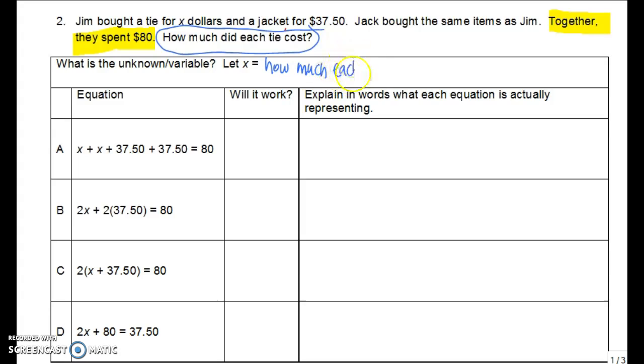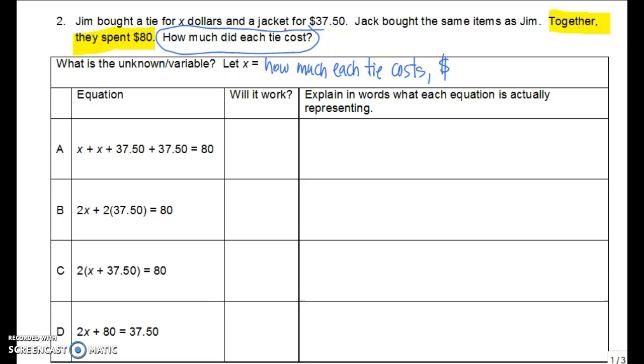You can't say let X equal a tie, because it doesn't. You can't say cost. Cost of what? You have to be specific. Notice I put a comma and the units, dollars. That's a really good habit to put the units because sometimes it's cents, sometimes it's dollars, sometimes it's pesos, sometimes it's feet, sometimes it's inches, and you have to pay attention.